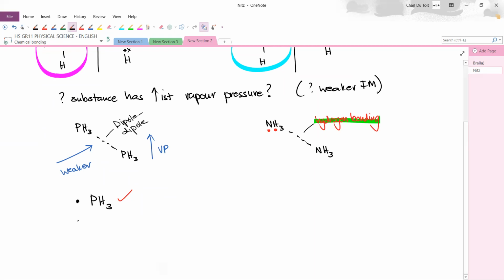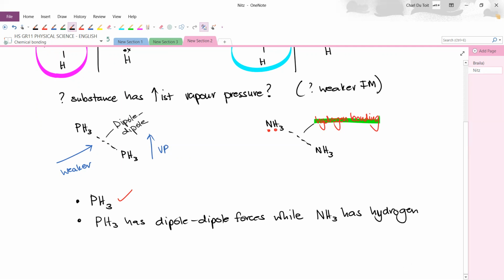Why? Another mark. Now the reason comes in. I'm going to name both intermolecular forces. PH3 has dipole-dipole forces, while NH3 has hydrogen bonding. Okay, that's one mark because you've given both intermolecular forces.